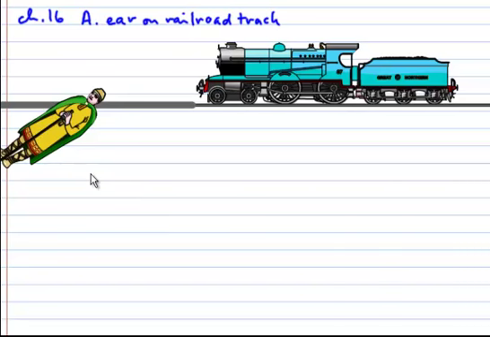Young's modulus for steel is Y equals 2 times 10 to the 11 Newton per square meter, so I'm going to write that down. Let's see, Y equals 2.0 times 10 to the 11 Newton per square meter. There we go. And the density of steel is rho equals 7,860 kilograms per cubic meter.